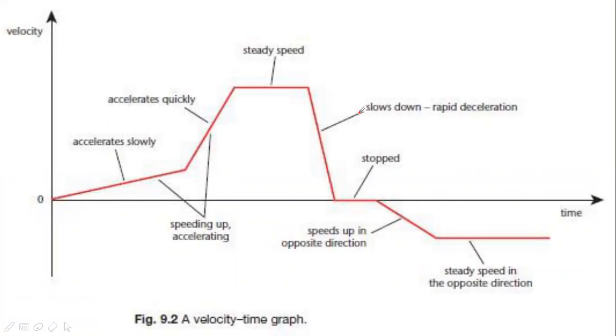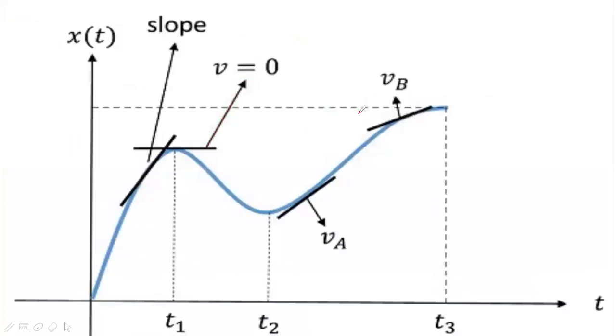Different portions of the graph represent different values of acceleration. You can see velocity, distance time graph. This is for simple harmonic motion, and it will give you the variation in velocity or variation in speed.